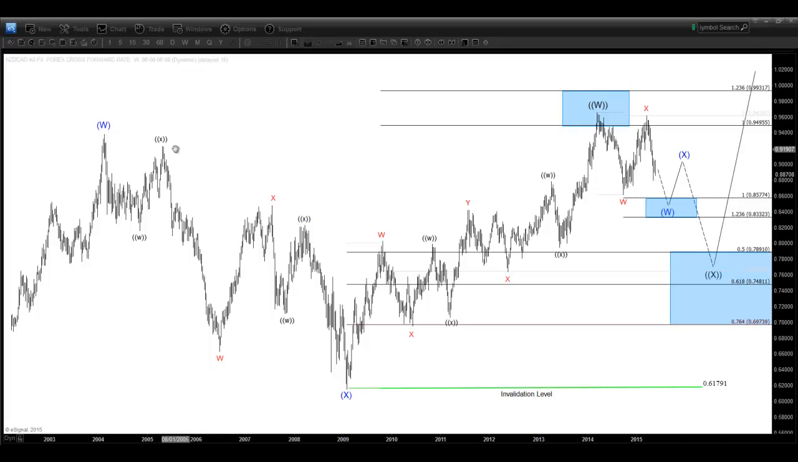Hello everyone, this is Indra Lau from Elliottwave-focus.com, bringing you a long-term Elliott Wave analysis on New Zealand dollar CAD.